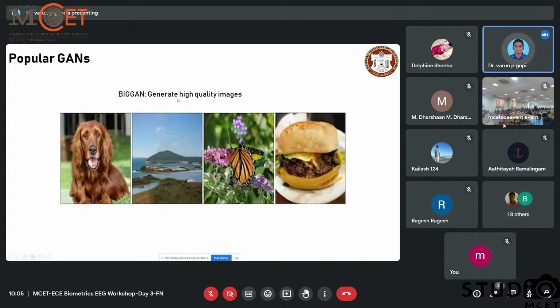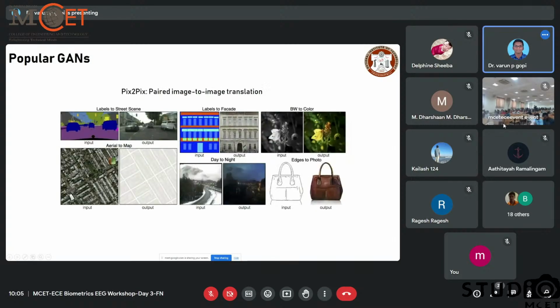Then big GAN. Big GAN is used to generate high quality, high resolution images, increasing the resolution of the images. Then pix2pix, paired image to image translation. That is input labels to street scene, aerial to map, labels to facade, black and white to color, day to night, edges to photo. These are all possible with these GANs.